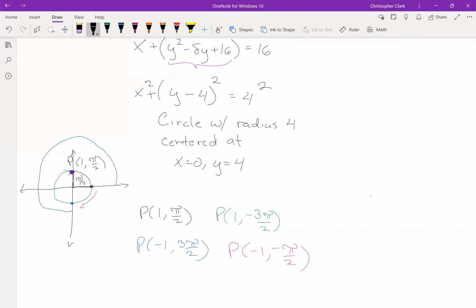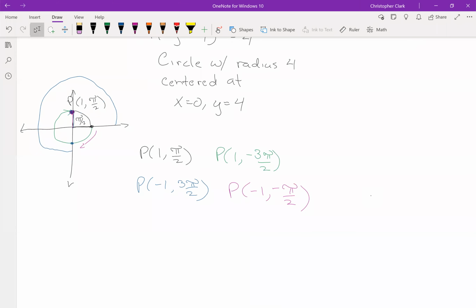So the idea here is that all of these points are going to end up in the exact same place. Here's where it gets even more fun. I'm going to draw it right here. So let's say that I'm at this point. This is (1, π/2). Here's the thing. If I go, instead of just π/2, I go 5π/2, I end up at the exact same place.